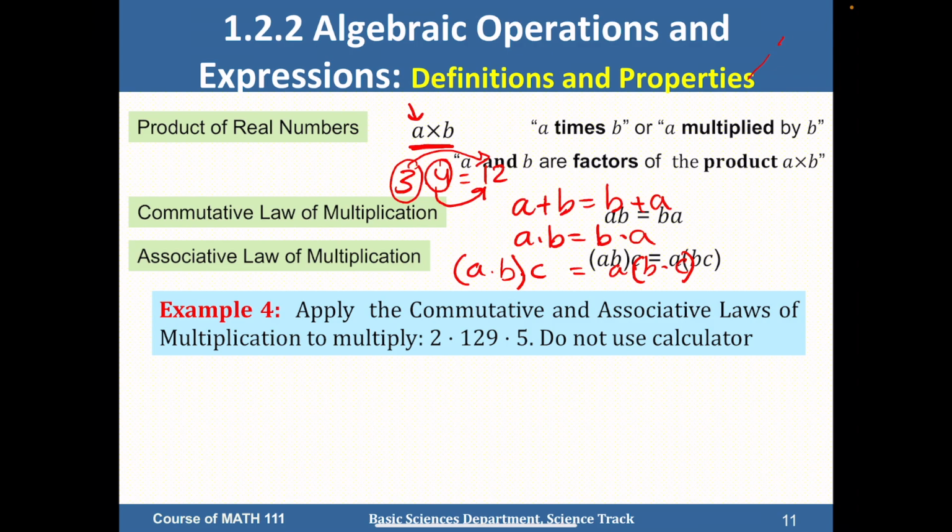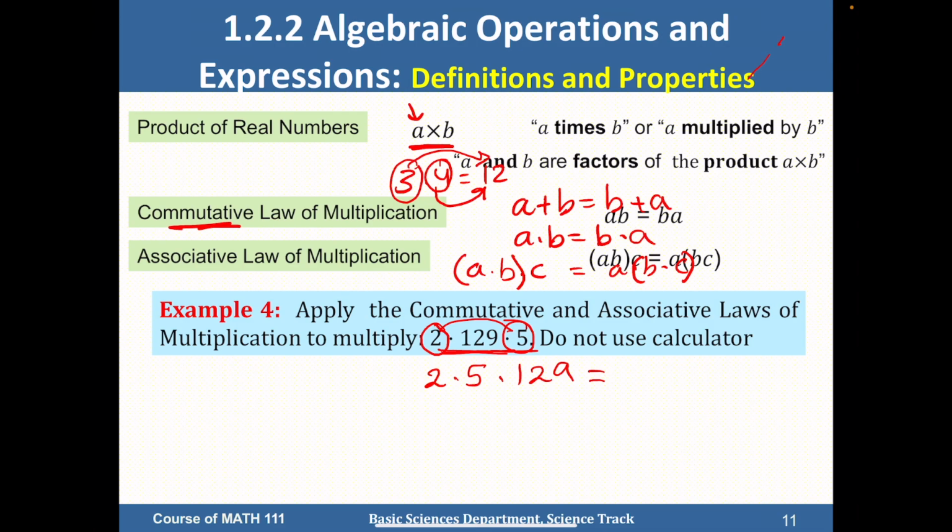Okay, now if we have an example, apply the commutative and the associative laws of multiplication to multiply these three numbers. Let's see, we want to use the commutative law first. So I will multiply 2 with 5. The commutative law is about switching the numbers. So I'm going to multiply 2 times 5, then multiply by 129. Here I use the commutative law by switching the numbers.